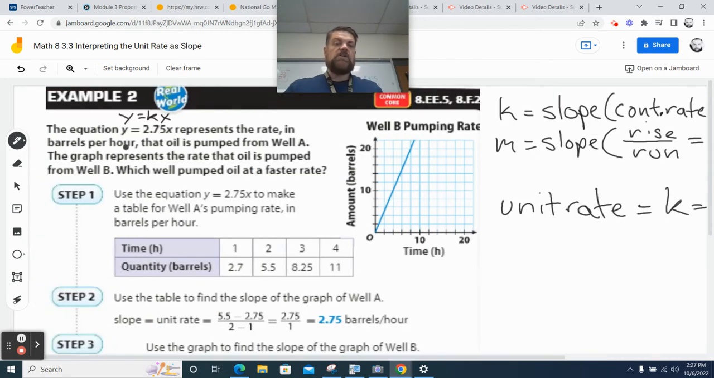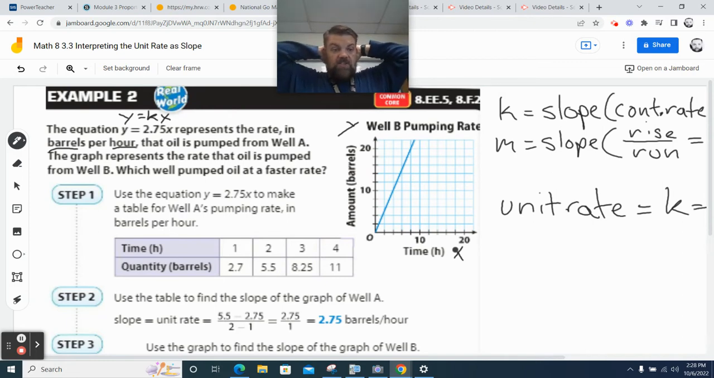It says here the equation y equals 2.75x represents the rate in barrels per hour. Okay, barrels per hour. Notice that barrels represents the y and hours represents the x. That oil is pumped from well A. The graph represents the rate that oil is pumped from well B. So we've got two different things. So I know the rate for one.